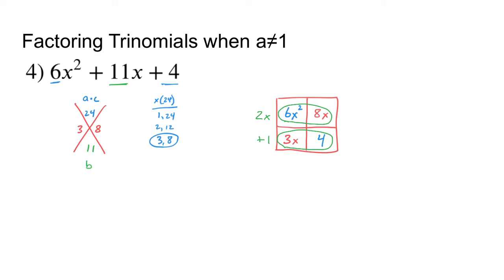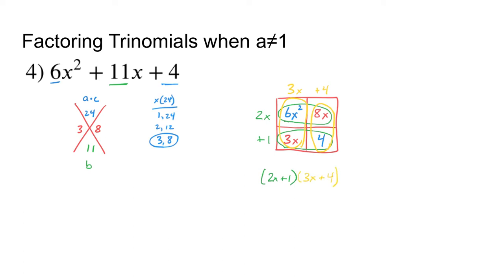Now I'll go for the first column, the 6x squared and the 3x. What do they have in common? They have a 3x in common. What about the 8x and the 4? They have a positive 4 in common. And now, with each row and each column, I can take that 2x and that plus 1. That's going to be one factor, and the other factor is going to be 3x plus 4.